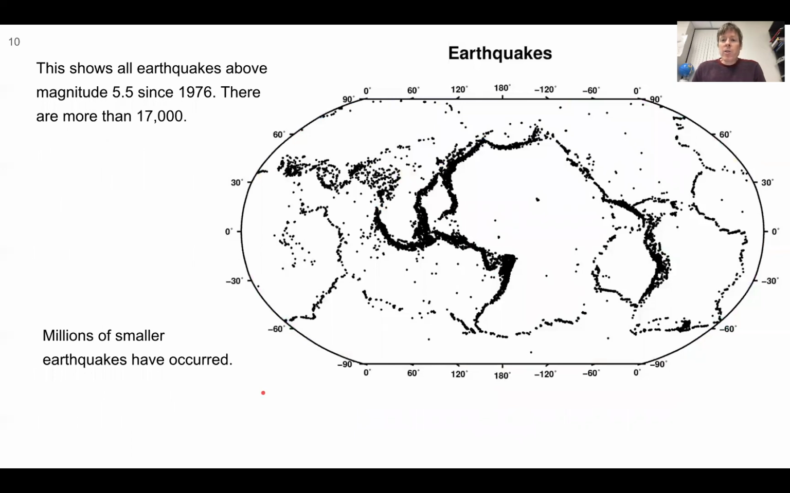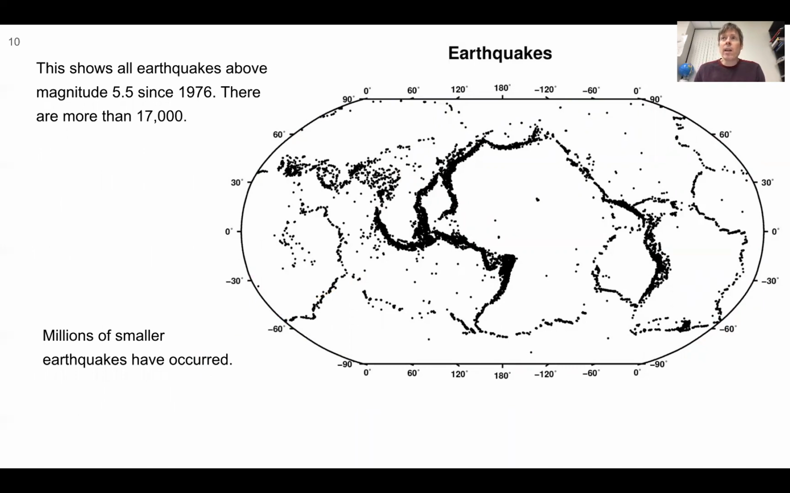We now look at a distribution of earthquakes on the planet. This shows all earthquakes above magnitude 5.5 since 1976. There are more than 17,000 dots on this map. That sounds like a lot, but just to say, there are millions of smaller earthquakes that have occurred. It's enough to get a picture of plate tectonics and an understanding to just look at the largest ones.